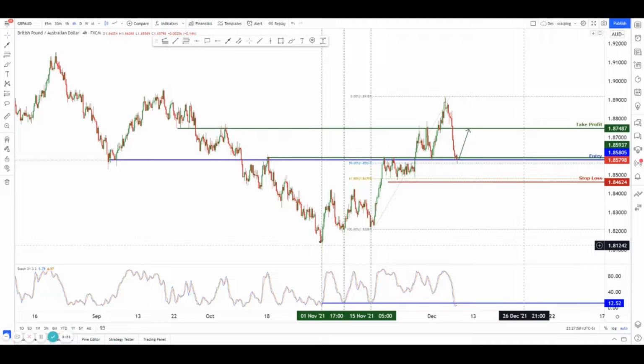All right, that's it for me, guys. I hope you found this session useful, picking high probability setups using technical analysis. This looks like a pretty decent setup. Our previous calls have been working very well.